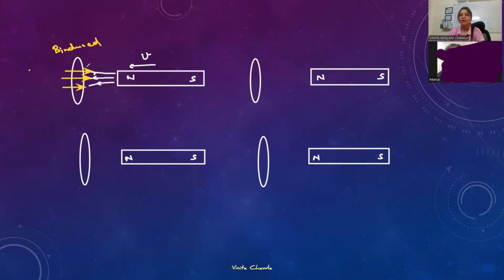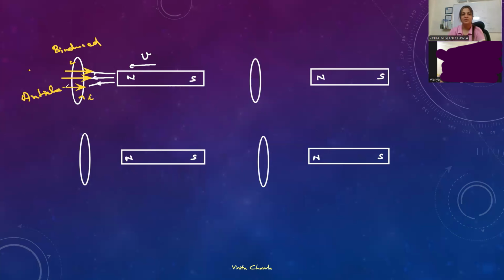Clockwise. Why clockwise? Because see, the thumb indicates the direction of magnetic field and the curling of fingers indicates the direction of current, right? So if the magnetic field is in this direction, this is the direction of induced magnetic field, then how will the current flow? Current is flowing anti-clockwise, no? Use your right hand to find the direction. Okay. So this is the direction of current, anti-clockwise.